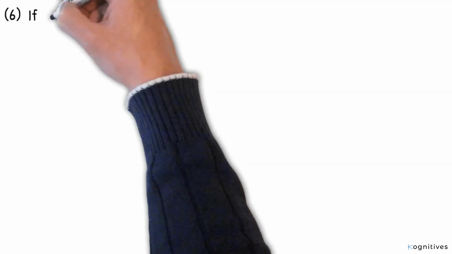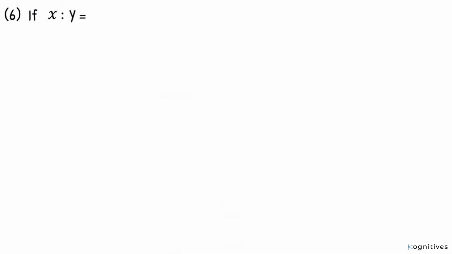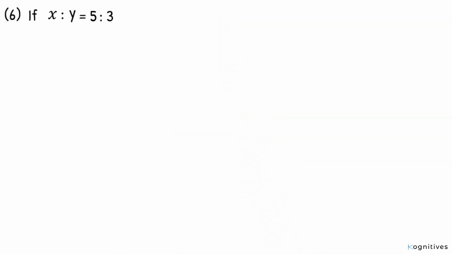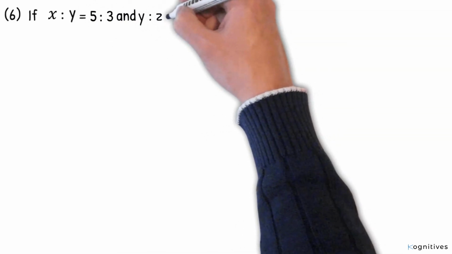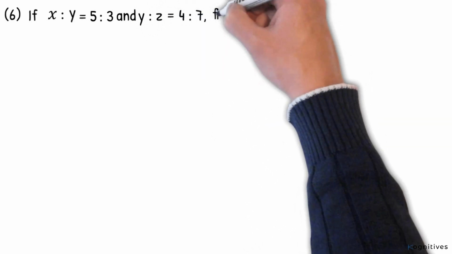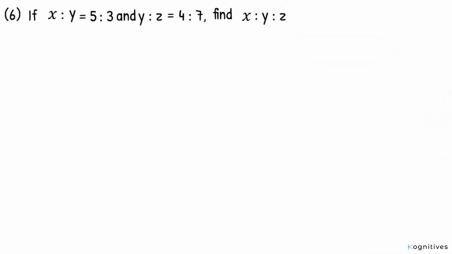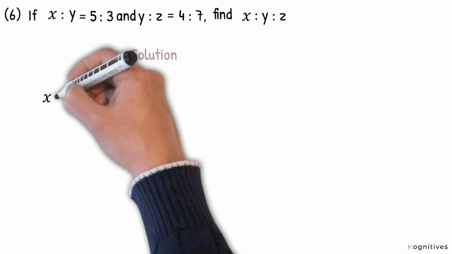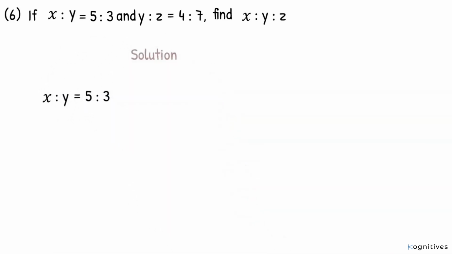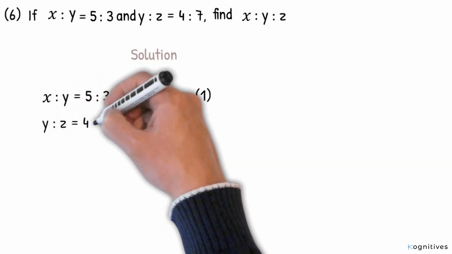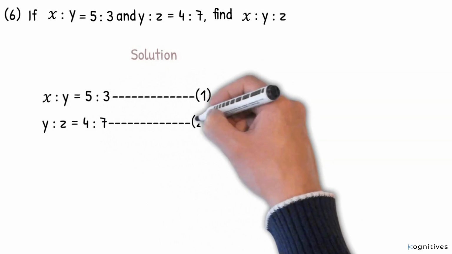Now, the next question says, if S ratio Y equals 5 ratio 3 and Y ratio Z equals 4 ratio 7, find S ratio Y ratio Z. Now, the solution here is this. S ratio Y is given as 5 ratio 3. Let's call that equation 1. Now, Y ratio Z is given as 4 ratio 7. Let's call that equation 2.